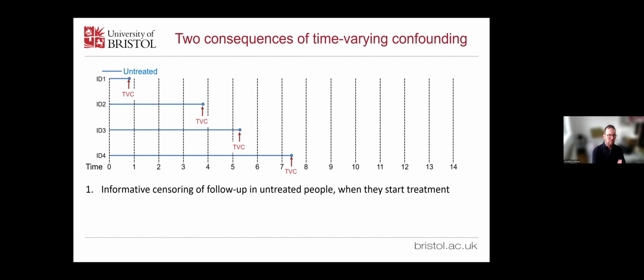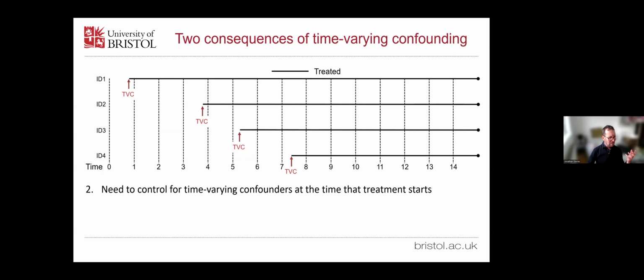So the two consequences of that are, firstly, that there is potentially informative censoring of follow-up in untreated people when they start treatment. The same time-varying confounders that predict whether somebody gets treated, or in our case vaccinated, predict cessation of follow-up in untreated people, and so need to be accounted for. And then secondly, we've already said we need to control for time-varying confounders at the time that treatment starts.